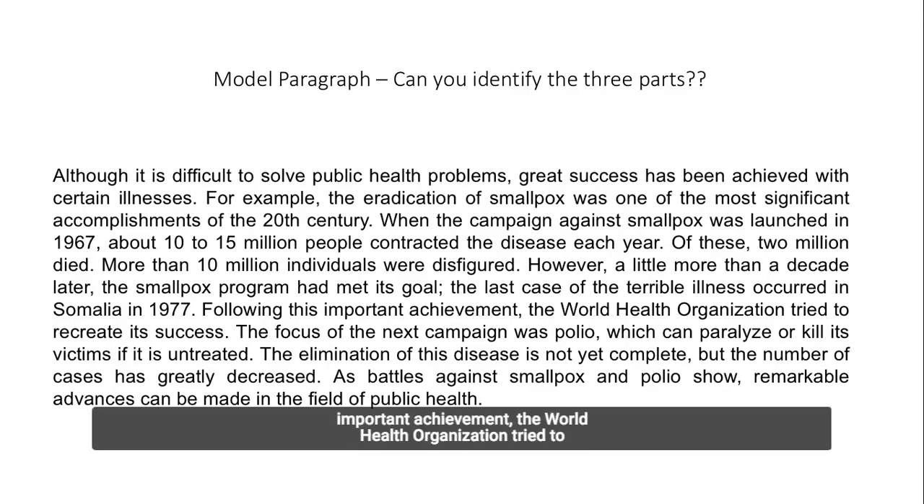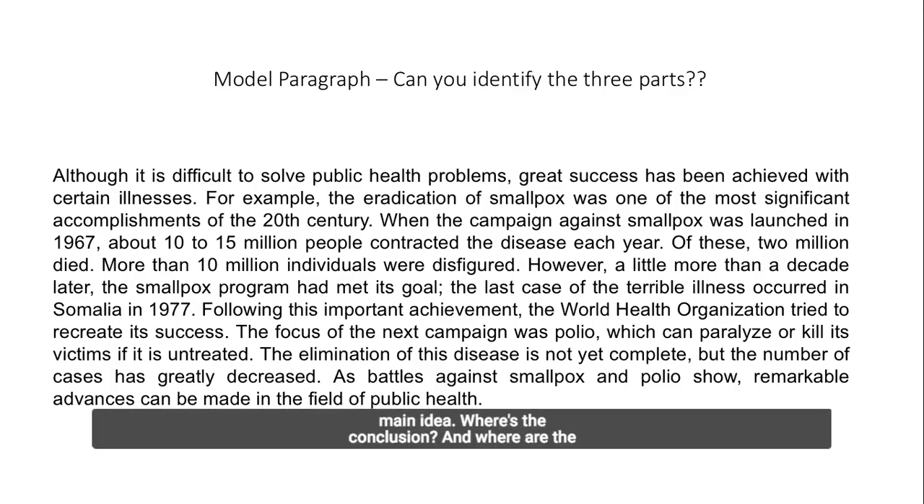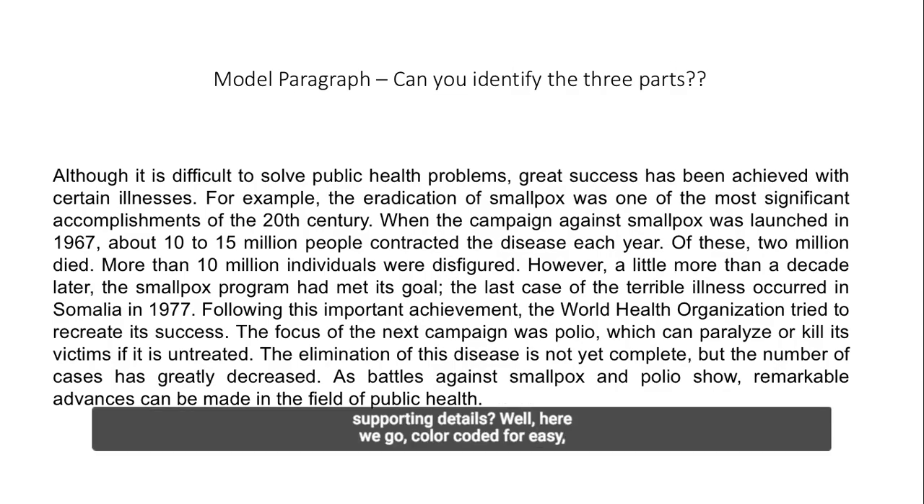Following this important achievement, the World Health Organization tried to recreate its success. The focus of the next campaign was polio, which can paralyze or kill its victims if it is untreated. The elimination of this disease is not yet complete, but the number of cases has greatly decreased. As battles against smallpox and polio show, remarkable advances can be made in the field of public health. Take a moment, think about it. Where is the topic sentence? That is the sentence that introduces the main idea. Where's the conclusion? And where are the supporting details?